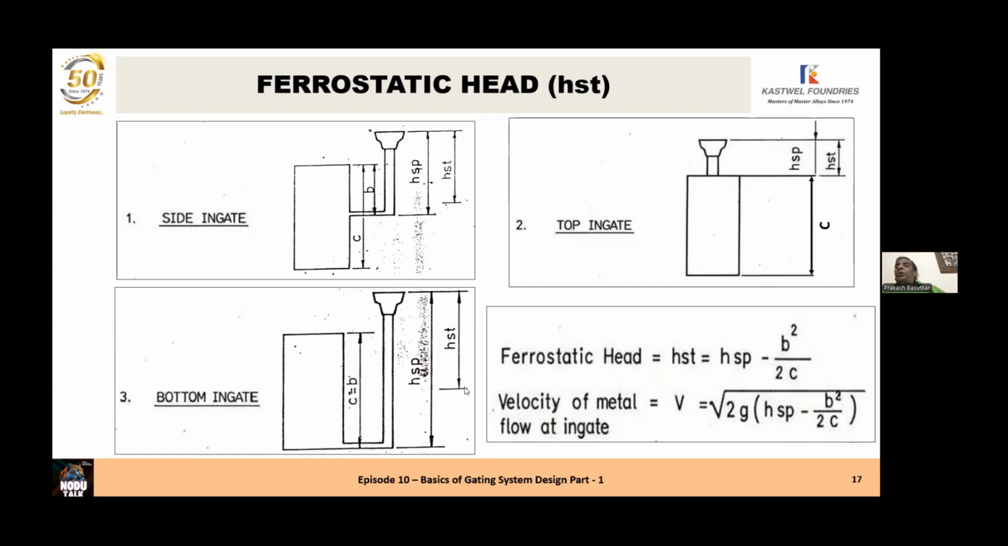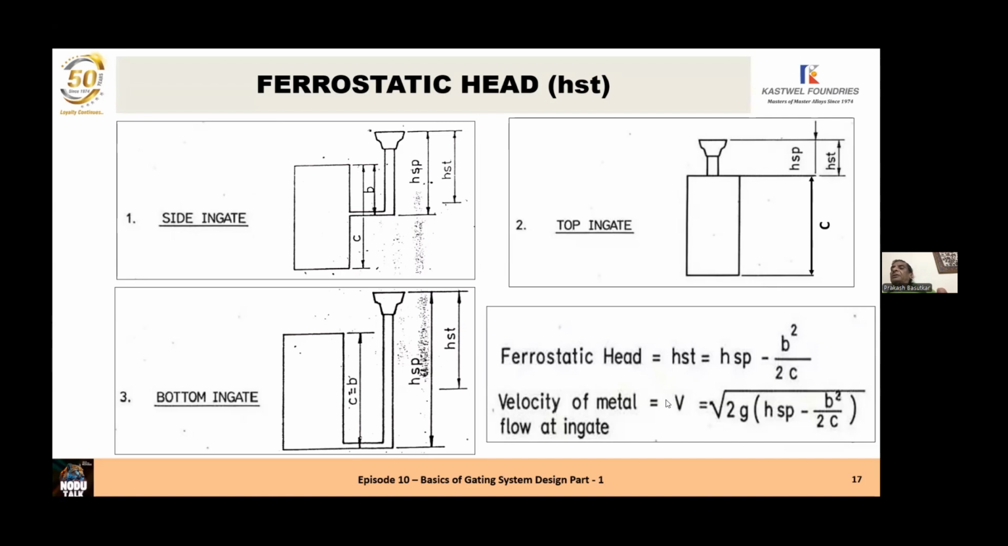In this case, the whole casting is in a cope or drag, so C is equal to B. The part above the parting line is in the cope, and C is the total height of the casting in the cope. Now the equation for finding the ferrostatic head: HST, the ferrostatic height, is equal to the height of the sprue minus B squared divided by 2C. B is the part of the casting above the parting line, and C is the total height of the casting in the mold.